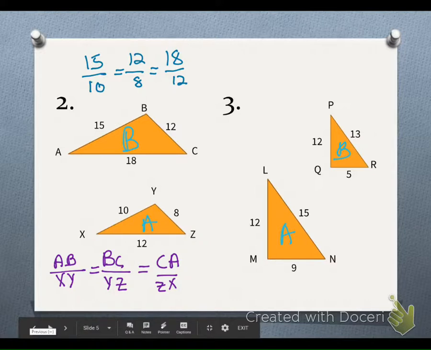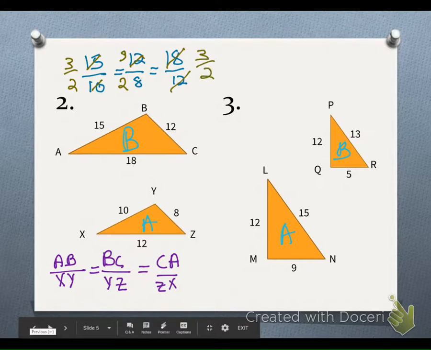So it's going to become 3 over 2 because we know we can take out a 5. So 3 over 2. What can we take out of both 12 and 8? 4. So what happens there? 3 over 2. And then what can we take out of 18 and 12? 6, which becomes, once again, 3 over 2.